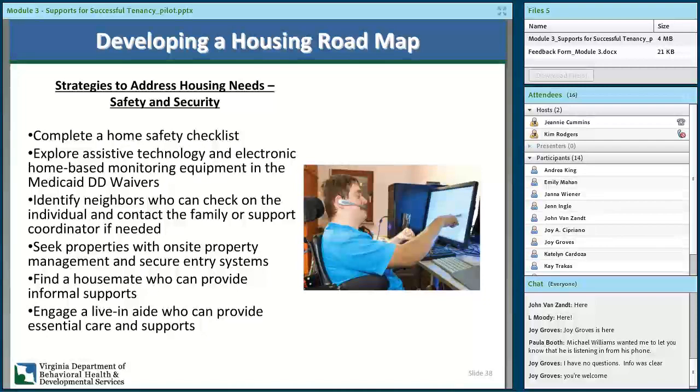And last but not least, we can look at engaging a live-in aide who can provide essential care and supports for individuals who have health and safety needs, such as managing seizures, diabetic reactions, panic attacks, disorientation, or providing physical assistance to use the bathroom or prepare meals and exit the unit in an emergency. A live-in aide can be funded using agency or consumer-directed personal assistance services in the Medicaid Family and Individual Support or Community Living waivers.